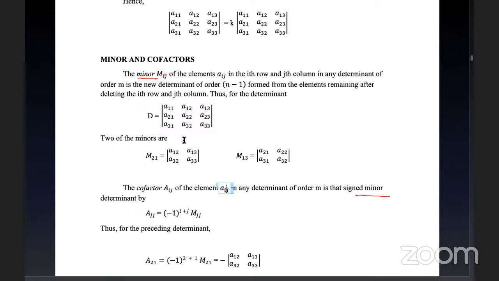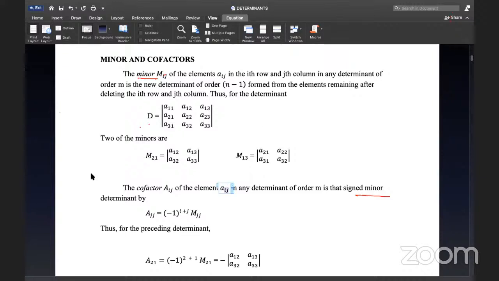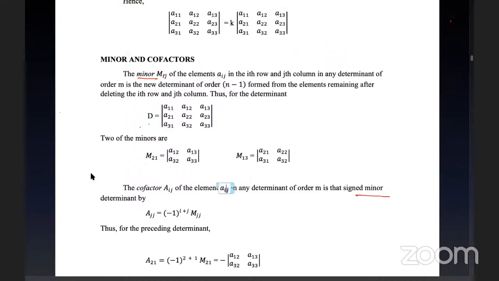For example, dito, M21. Kuha ko ng ballpen. Anong nangyari? Close. Yan, okay. Ayos na.